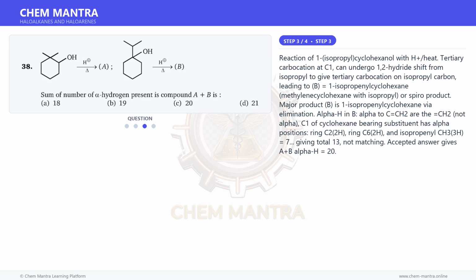Alpha H in B: alpha to C=CH2, the CH2 is not alpha. C1 of cyclohexane bearing substituent has alpha positions: ring C2, 2H, ring C6, 2H, and isopropenyl CH3, 3H, which equals 7. Giving total 13, not matching. Accepted answer gives A plus B alpha H equal to 20.